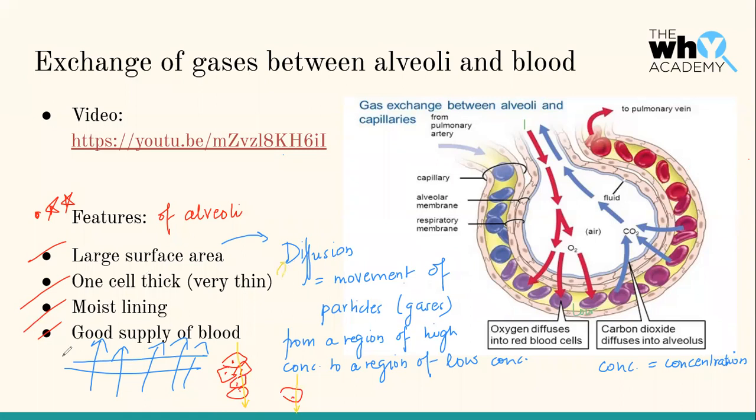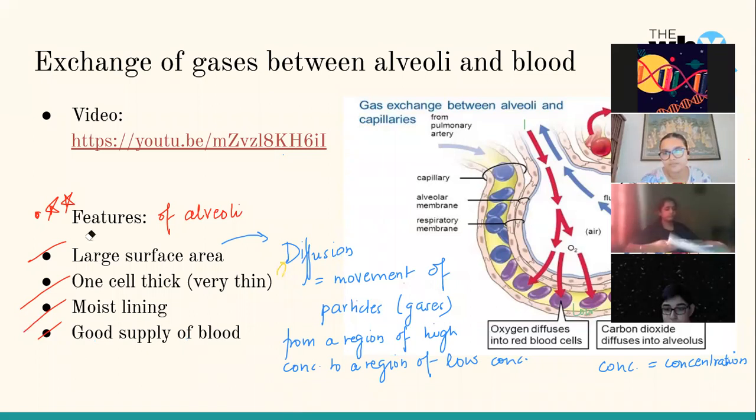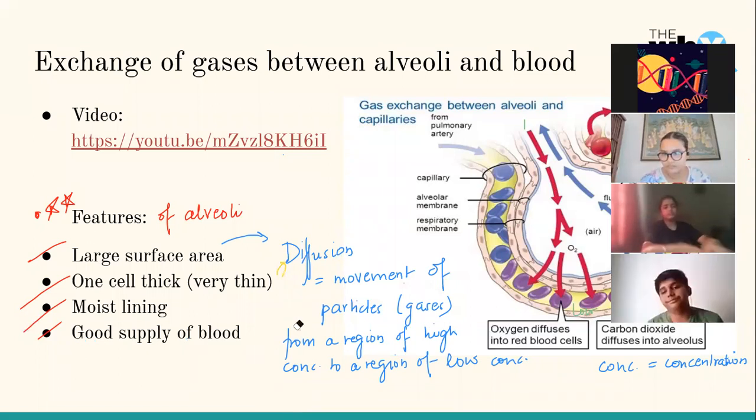Moist lining is because the gases are dissolved in water, right? So there's some amount of water content which is there. Again, it facilitates diffusion. And good supply of blood. Of course, it needs the blood supply for the gaseous exchange to happen. Otherwise, where is the oxygen and carbon dioxide exchange taking place, right? Where is it going and coming from? Okay, let me know once you have taken down these four points, then I'll go ahead.